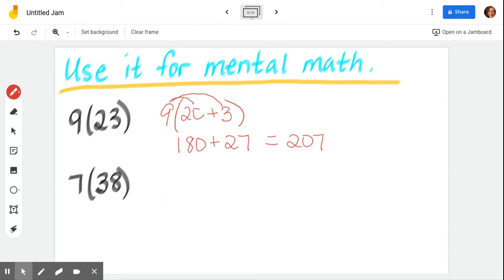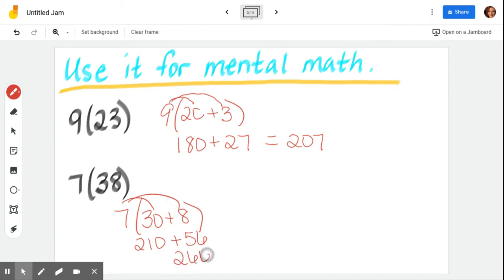Let's do another one of those. So I'm going to change 38 to 30 plus 8. Rainbows, 7 times each one of those. 7 times 30 is 210. Keep the plus. 7 times 8 is 56. I know that when I add those together, I get 266.